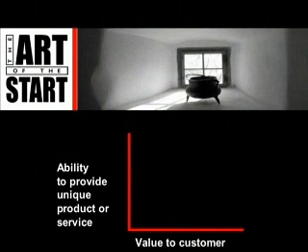On the vertical axis is the ability to produce a unique product or service. On the horizontal axis is the value of that service or product to the customer. As you might suspect, this is going to be a 2x2. And as you might suspect, you're going to want to be high and to the right. But let's go through the other corners first.